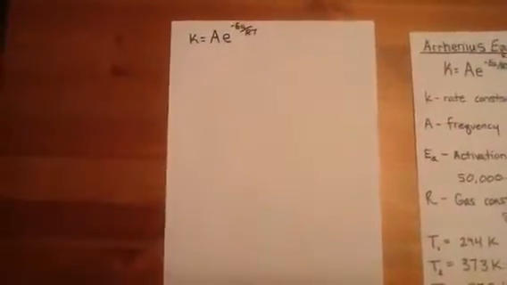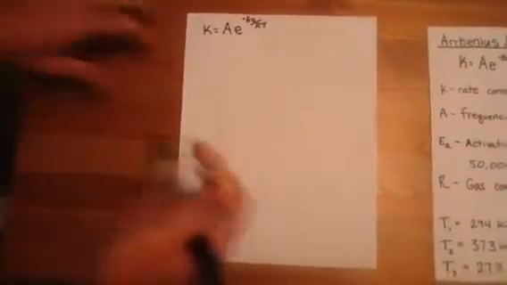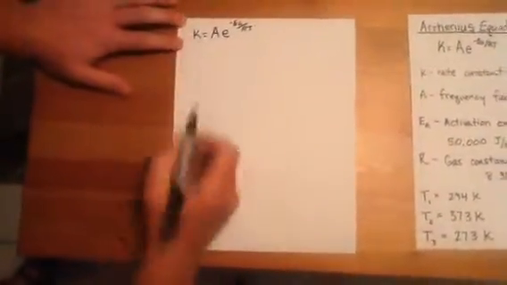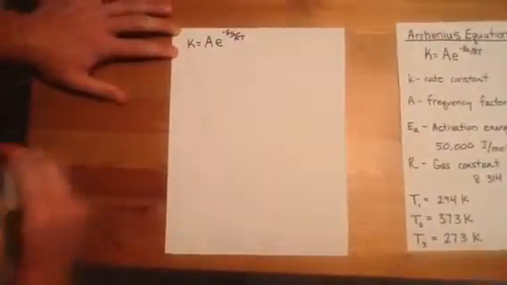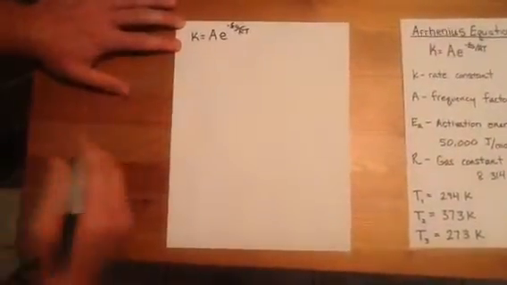Alright, so we are going to use three different temperatures. We're going to use this Arrhenius equation to show you how K is actually changed.